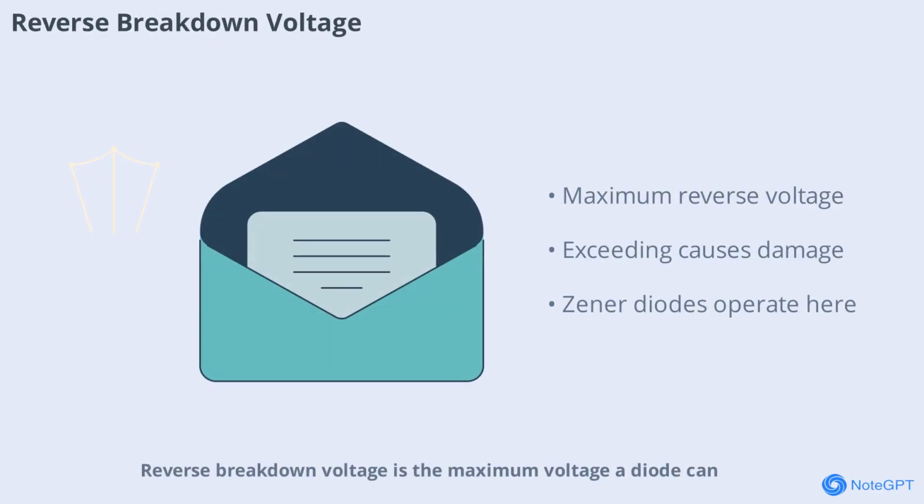Reverse breakdown voltage is the maximum voltage a diode can withstand in the reverse direction before it starts to conduct. Exceeding this voltage can damage the diode. Zener diodes are designed to operate in this region, but most other diodes are not.